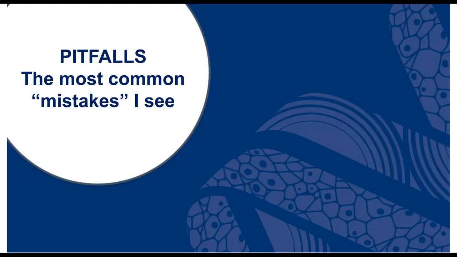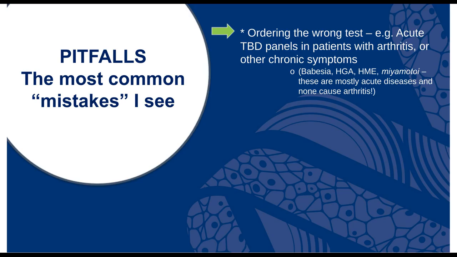So I'd like to end by giving you a few pieces of advice and common pitfalls. The first pitfall is ordering the wrong test. I have a patient with chronic arthritis. Oh, what the heck? I'll order the whole panel and get all the germs. Well, Babesia, HGA, HME, miyamotoi, they don't cause arthritis. They don't cause chronic anything. Why are you looking for them if they are a total non-fit for the patient? Chronic fatigue workup. Why would you ever look for HGA? I have no idea.